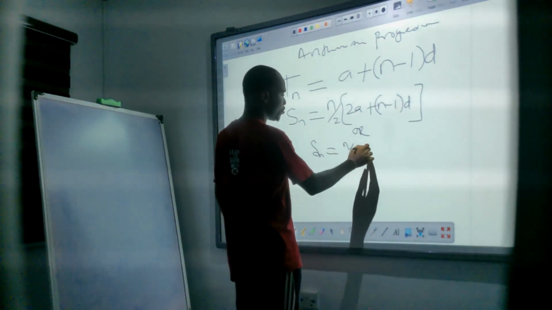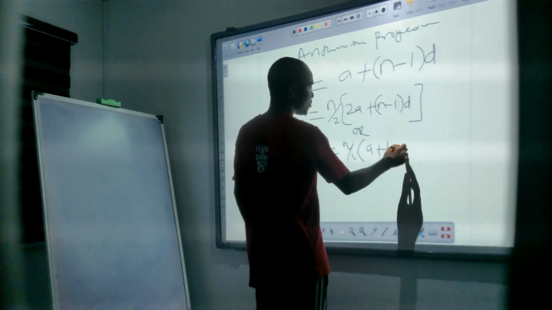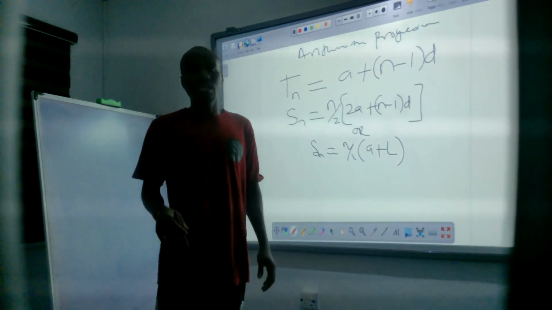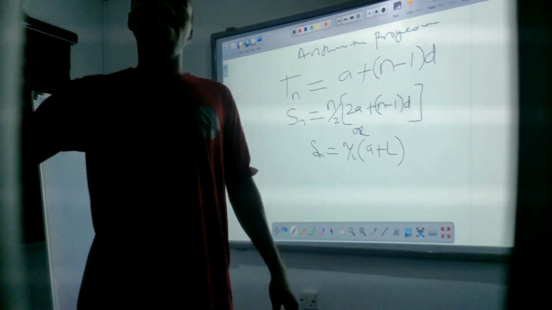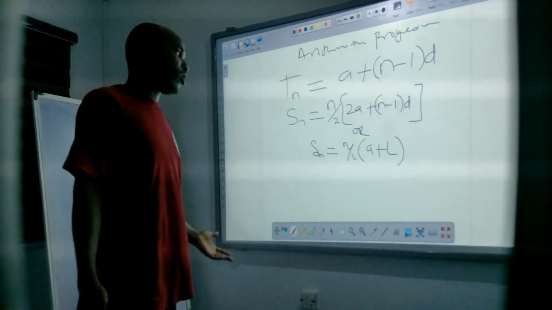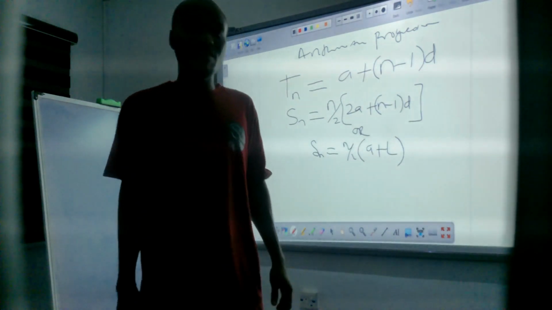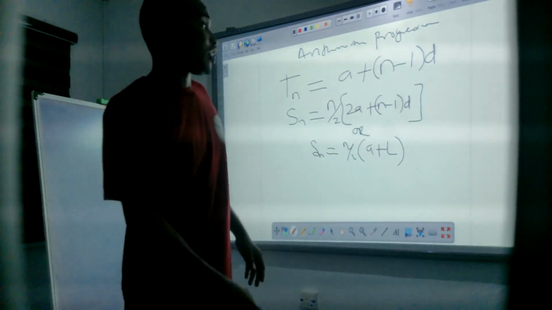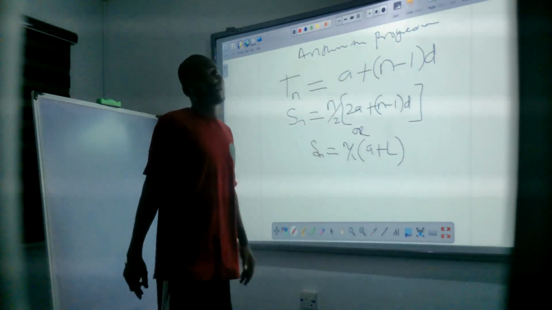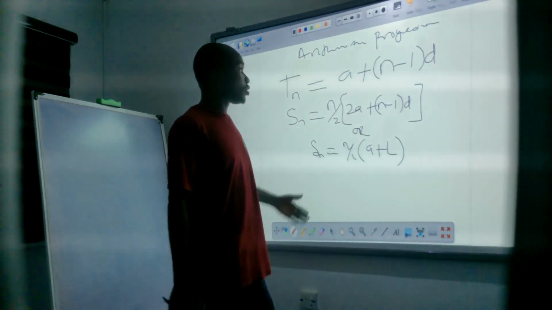Or we can use this, which is similar to it: n over 2 times a plus the last term. So if you know the last term, for instance, if I'm looking for the sum of the first 10 terms and I know the 10th term, I can always use this. If I'm looking for the sum of the first 25 terms and I know the 25th term, I can use this. But if you don't know the 25th term, you must know the first term.